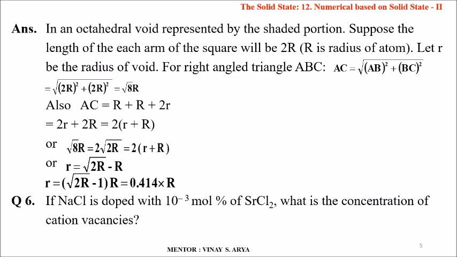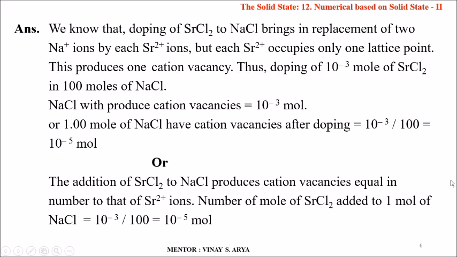Now coming to the sixth numerical: if NaCl is doped with 10 to the power minus 3 mole percent of strontium chloride, SrCl2, what is the concentration of cation vacancies? Now for the solution, we know that doping of strontium chloride to NaCl brings in replacement of two Na+ ions, which are monovalent, by each strontium, that is divalent Sr2+ ion. But each strontium ion occupies only one lattice point. This produces one cation vacancy.